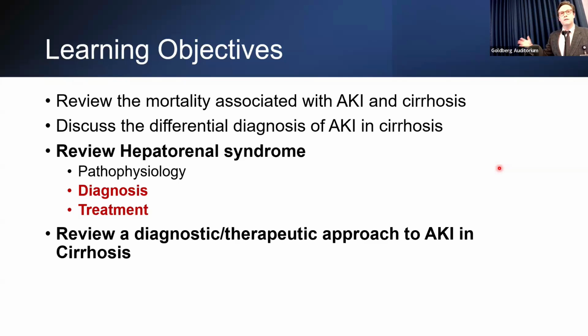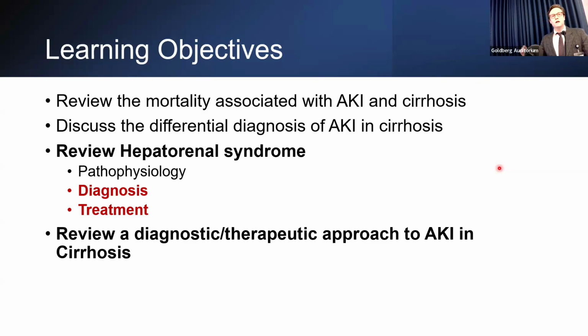So what are we going to talk about today? Obviously, you can't say AKI and cirrhosis and not talk about HRS. But before we get into HRS, I want to talk about the mortality associated with AKI in cirrhosis and the differential diagnosis of AKI in cirrhosis to take those blinders off of us. Then we have to spend some time talking about hepatorenal syndrome, the pathophysiology, its diagnosis and treatment.